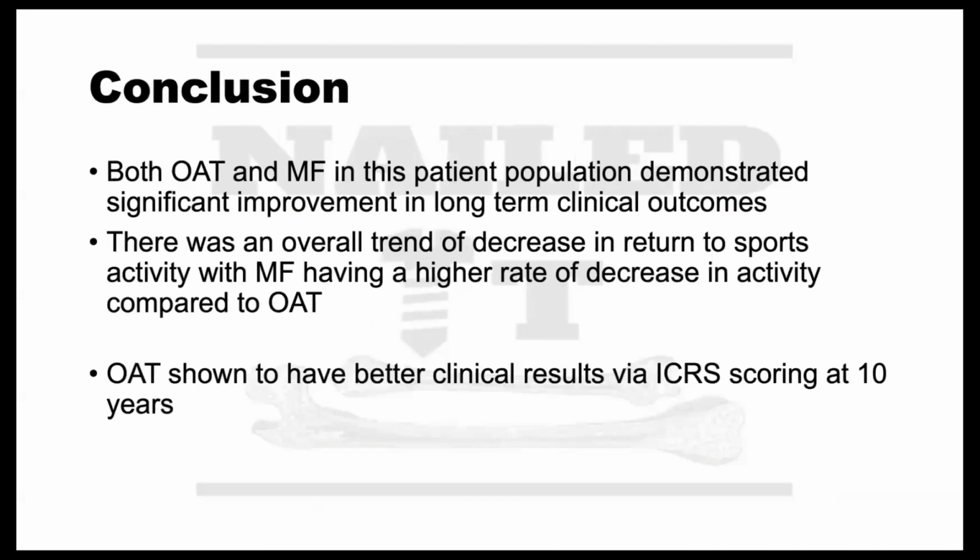So in conclusion, both the Oates and the microfracture in this patient population, the young athlete, demonstrated significant improvement in the long-term clinical outcomes. There was an overall trend of decrease in return to sports activity, with the microfracture having a higher rate of decrease of activity and a higher rate of failure compared to the Oates. And the Oates has been shown to have clinically better results with multiple scoring systems, including the ICRS at the long-term 10-year outcome.